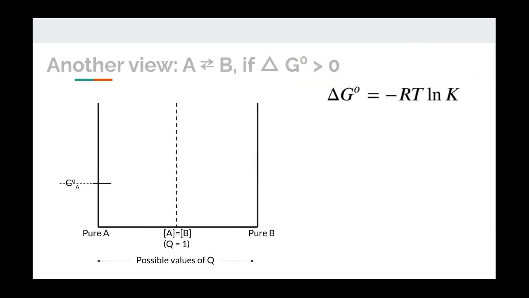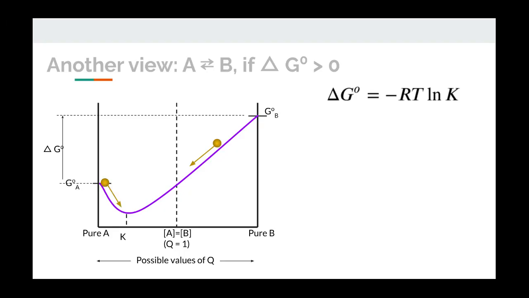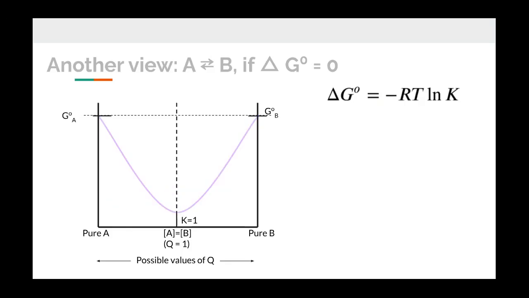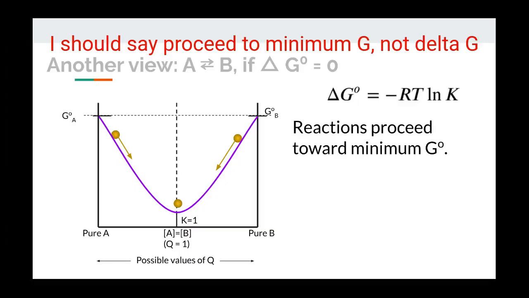You can make that same argument for if delta G is positive, then K is going to be sitting on the left-hand side of Q equals 1, right in the middle there. And so most of the time, you're going to have the reaction shift to the left. Sometimes it would shift to the right, but there are far fewer values of Q that would cause the reaction to shift to the right. And if K is equal to 1, then you're right in the middle there, and that's going to be the spot where you always end up. So reactions proceed towards the minimum value of delta G.